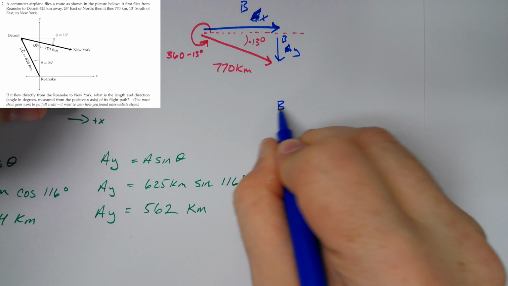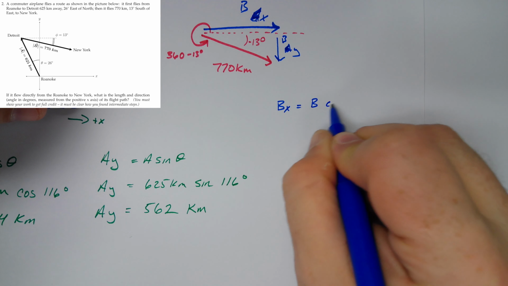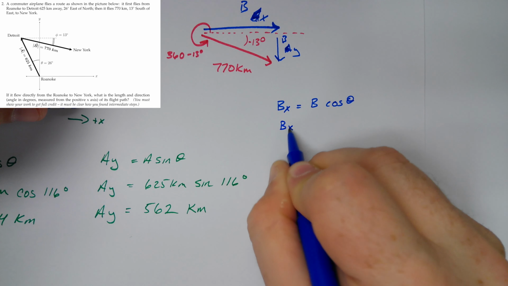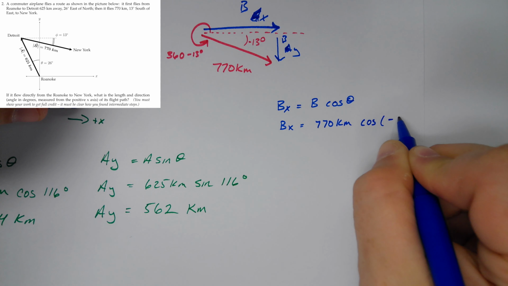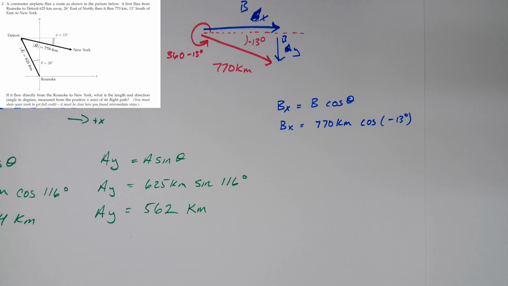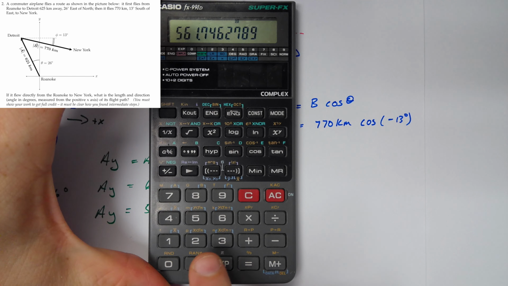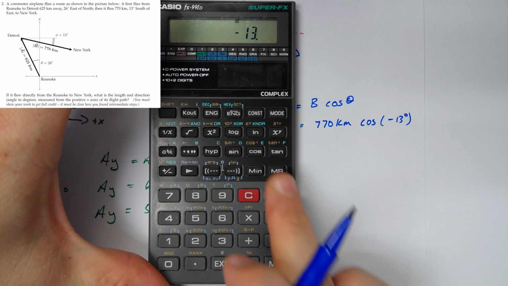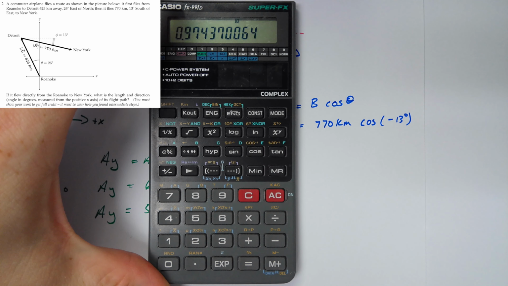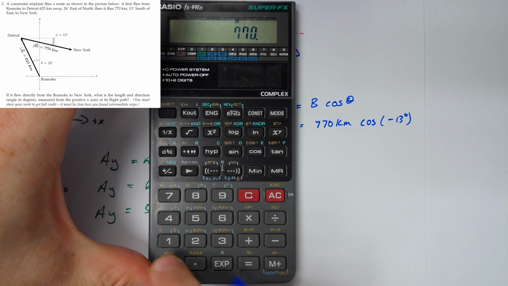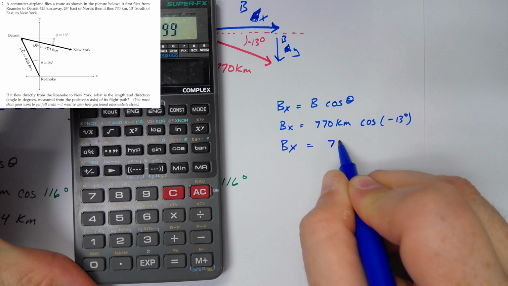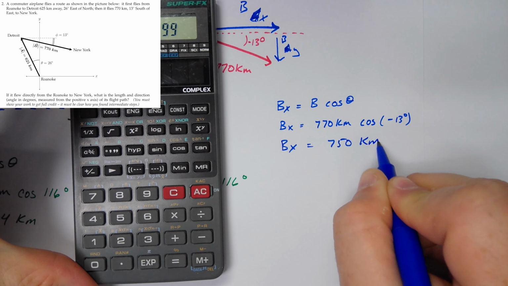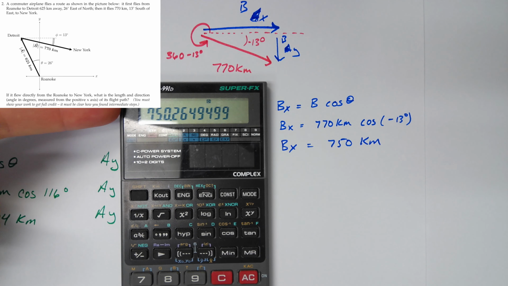So B_x is going to be B cosine theta. B_x is going to be 770 kilometers, cosine of minus 13 degrees. And then you plug that into your calculator. Take the cosine of it, 0.9. Yeah, that seems reasonable. Times 770, and we get B_x is 750 kilometers.